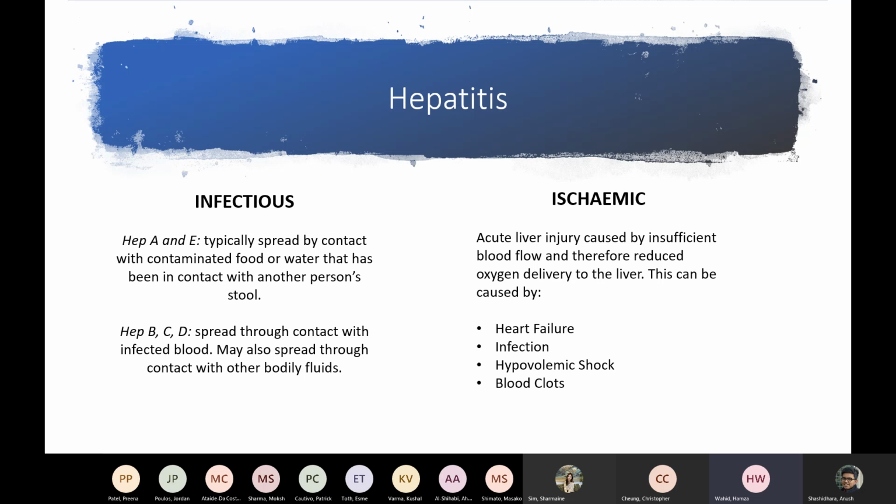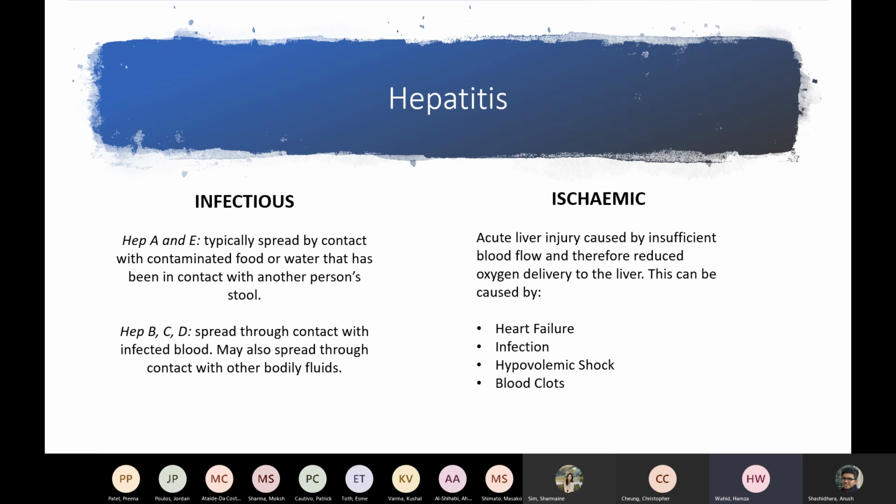But yeah, A and E typically spread through contaminated food or water. I think they're a little bit more acute as well. And then B, C, D typically spread through infected blood and other bodily fluids. Alcohol we'll talk about in a second.